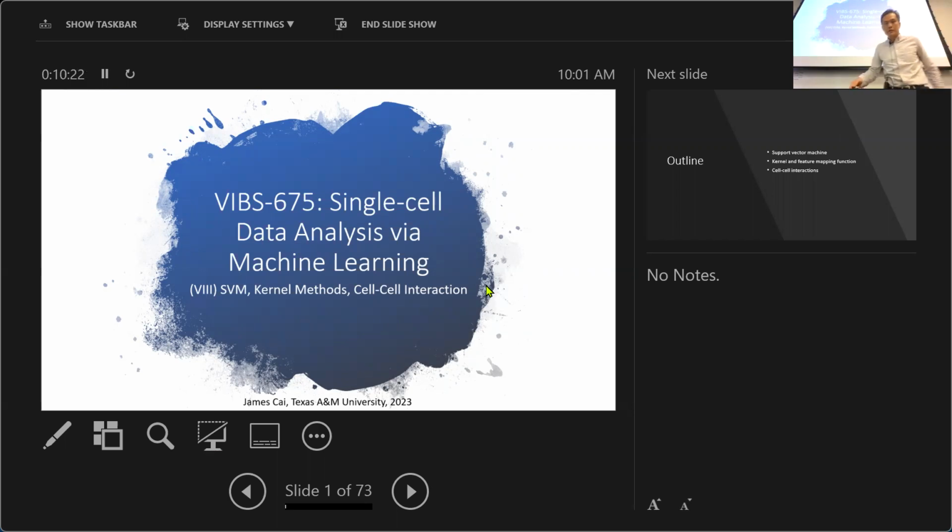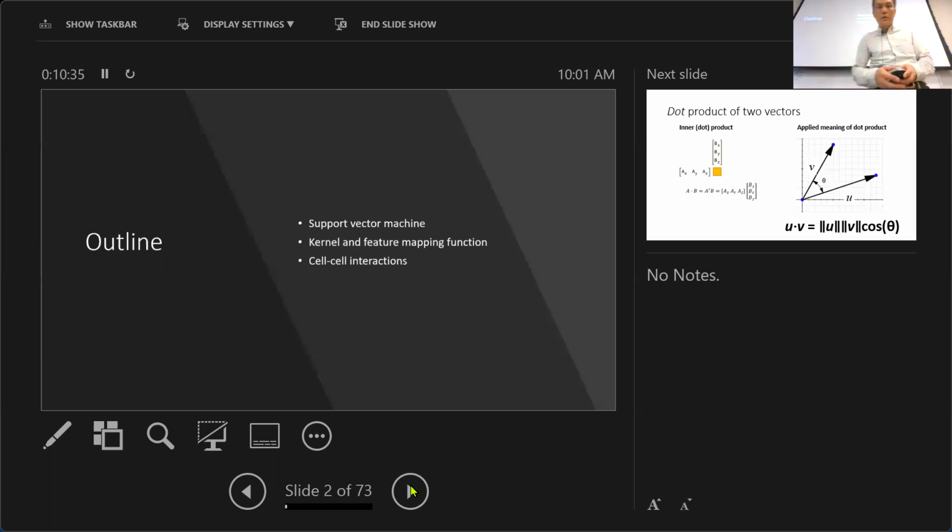First one is support vector machine. So this is a very important classification method. It's a big framework. And then I will mention kernel method, feature mapping function.